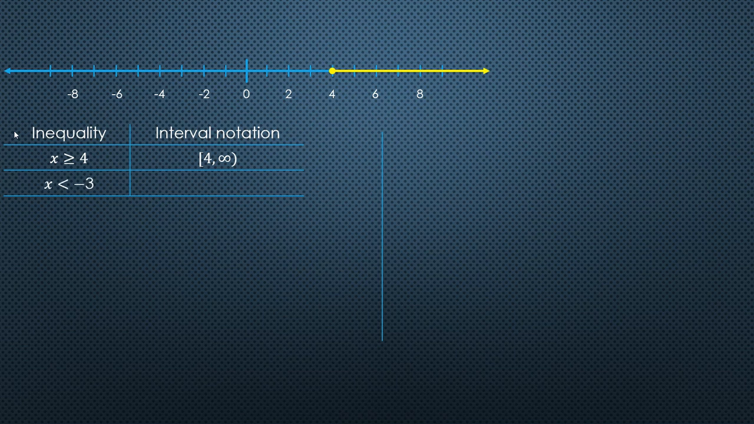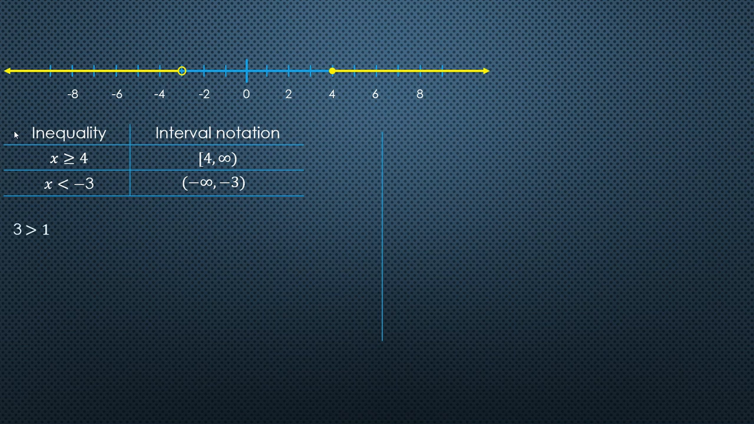Next we have x is less than negative 3. On the number line, it has an open circle. That means negative 3 is not included and it goes all the way to negative infinity. Therefore, you'd have negative infinity up to negative 3. That's the interval notation. Something you have to take note of is that the infinity values, whether positive or negative, are usually represented by a round bracket.